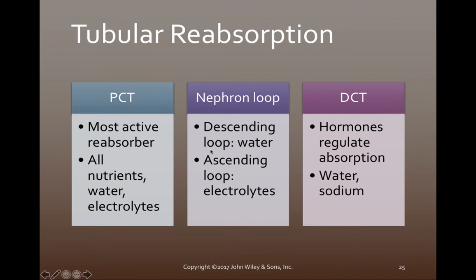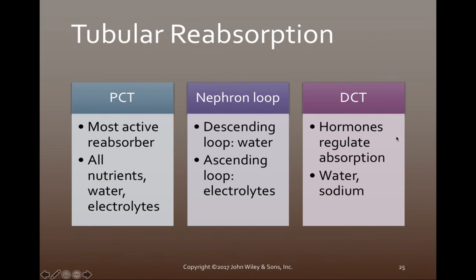For our purposes, the descending limb of the loop of Henle is only going to be permeable to water. Water is going to have a lot of reabsorption taking place in that descending limb. And as the filtrate continues on over to the ascending limb, water reabsorption is going to stop, and then electrolytes and other solute particles will then have their reabsorption taking place in that part. We will talk a little bit more about this in just a few slides.